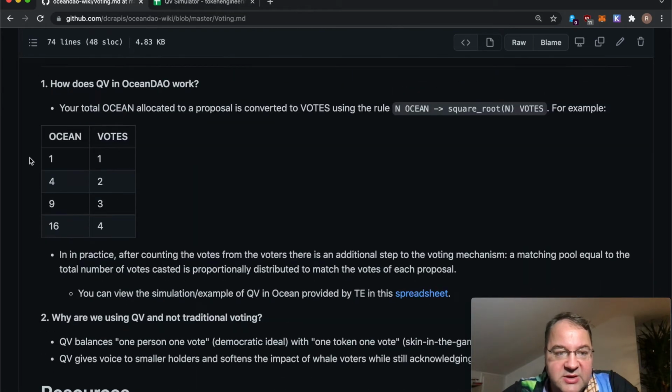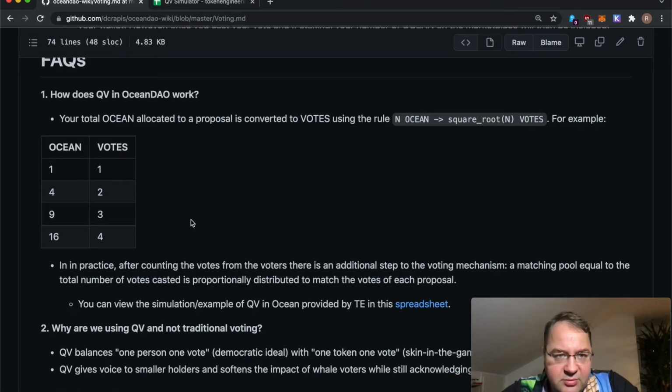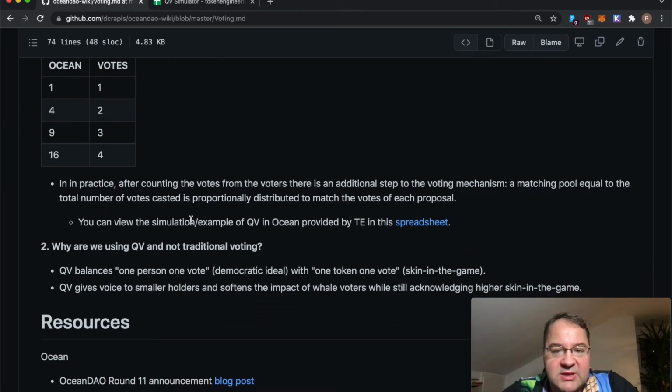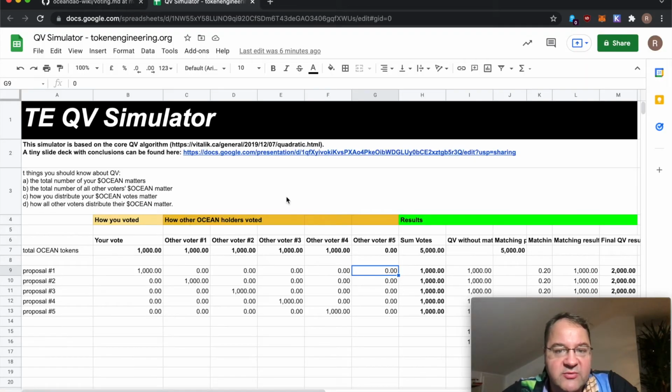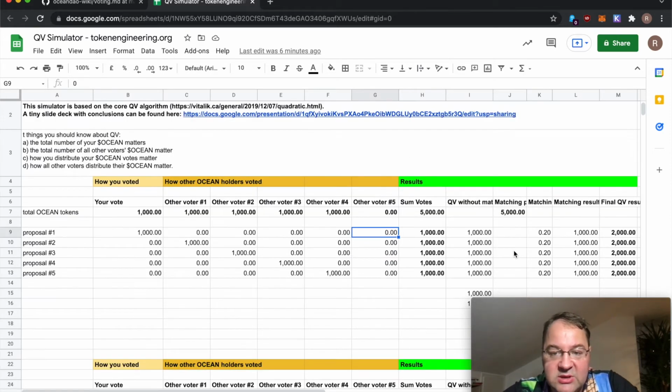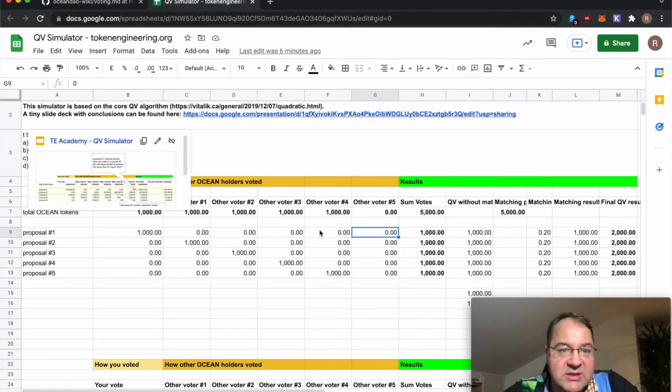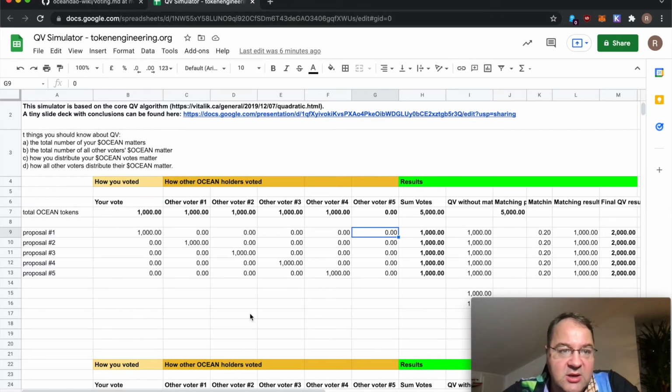The second thing is that a large number of oceans will now result in fewer votes. That's a powerful mechanic. But let's look at some examples of how this would look. There's one more mechanism that is applied after this rule. That's borrowed from a concept called quadratic funding. You can look all of this up. There are links in the video. I will put the links under the video, and the link to this proposal also.